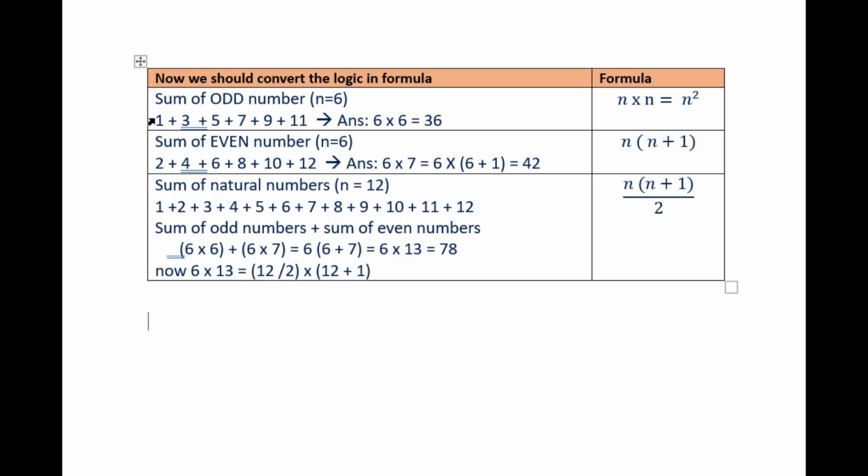The thumb rule is the numbers have to be consecutive. So odd numbers should start from 1 and be consecutive. The even numbers should start from 2 and be consecutive, and natural numbers start from 1 and have to be consecutive. So let's use these formulas and try to solve all the problems.